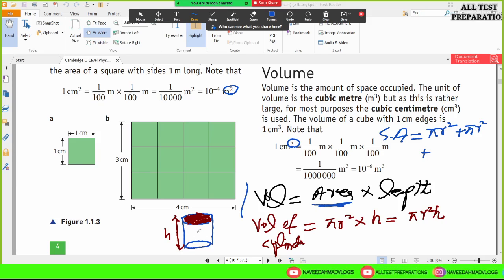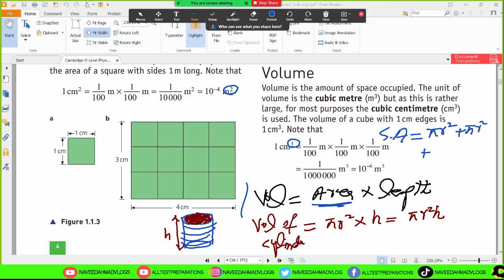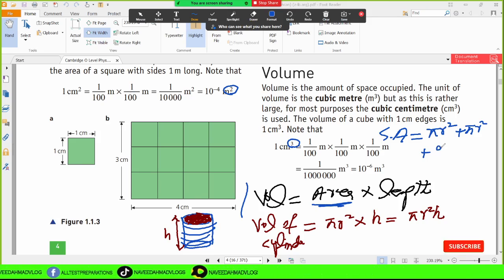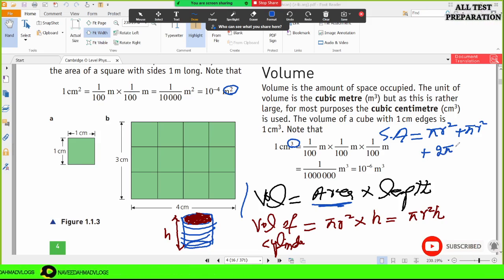How you will find the curved surface area? Like this one. This curve. 2 pi r h. Yeah, 2 pi r is actually the circumference. Okay, 2 pi r is the circumference. And if you extend this circumference up to height h, that will give you the curved surface area of the cylinder. 2 pi r h, okay.